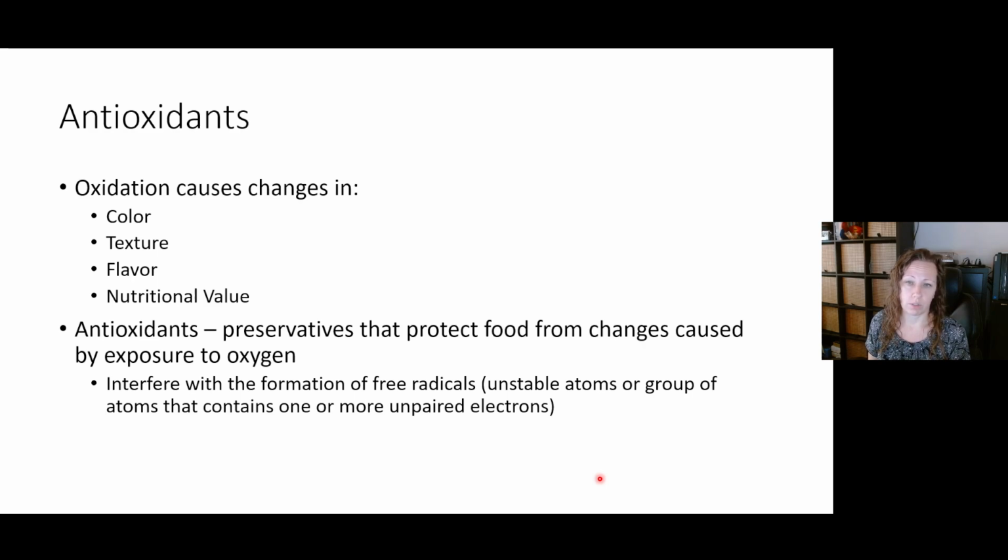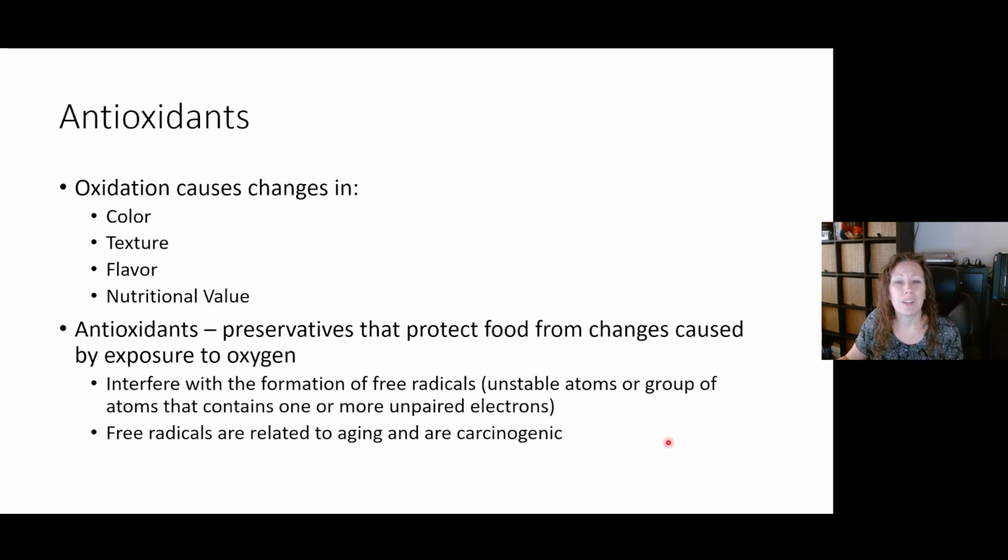And so free radicals, definition there, we've talked about it before, but these are unstable atoms or groups of atoms that contain one or more unpaired electrons. The reason free radicals are bad from a nutrition and health standpoint is that they are related to aging and are carcinogenic. They're related to inflammation. Many people consider free radicals like this is why we age.